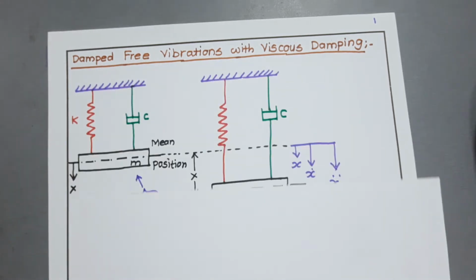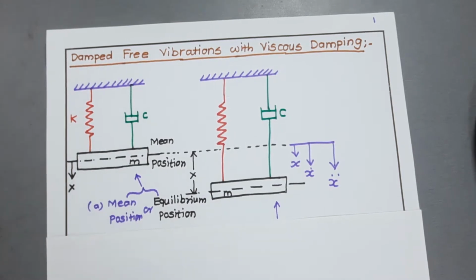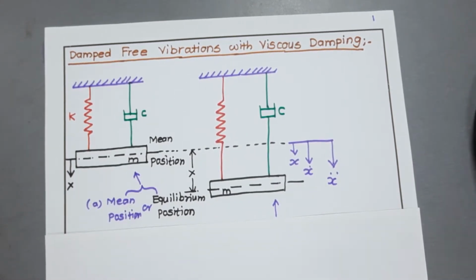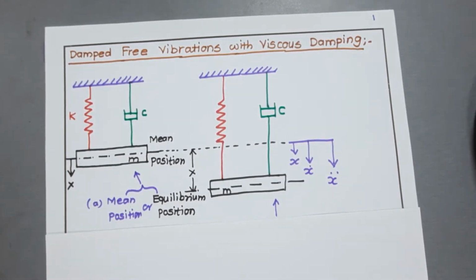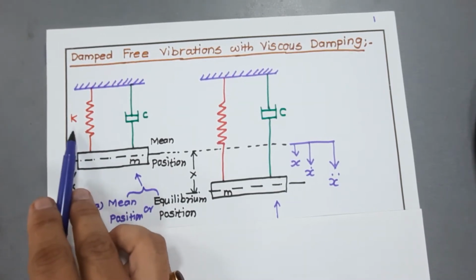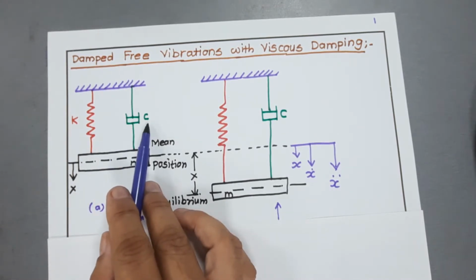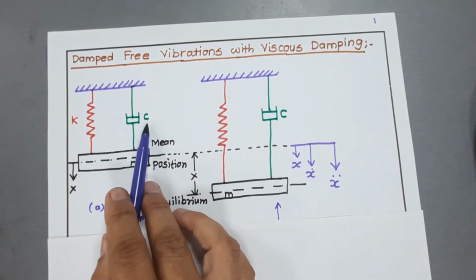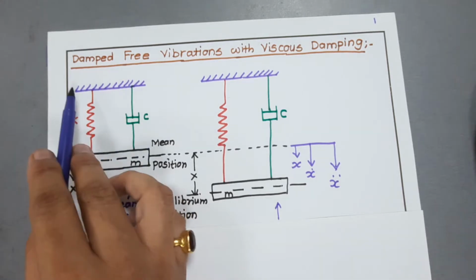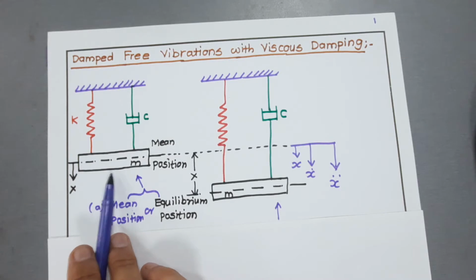So this is the diagram. Observe. In this diagram, as it is a damp free vibration system, a spring with stiffness K and a damper with coefficient C are provided. One end of the spring and damper is attached to the fixed surface, while the other end of the spring and damper is attached to the mass M.